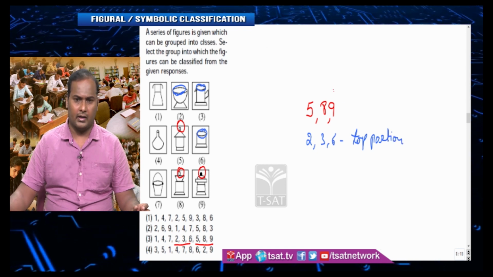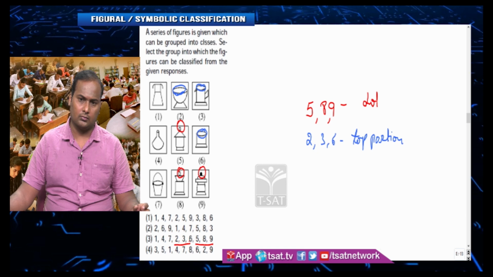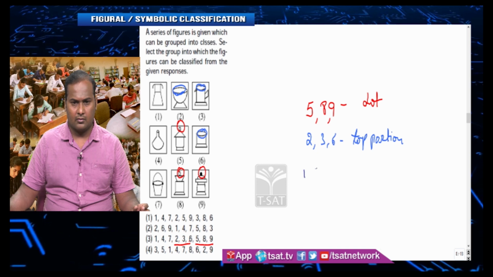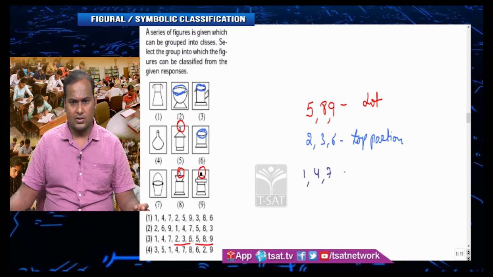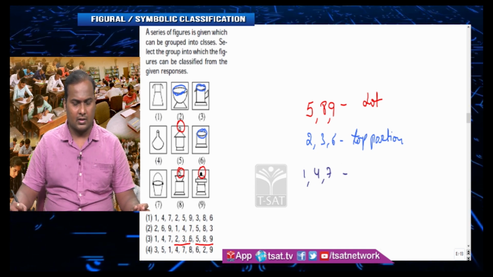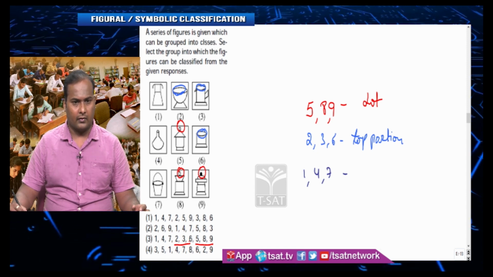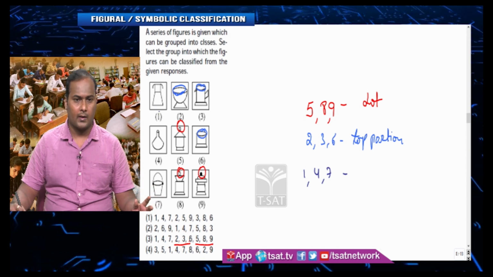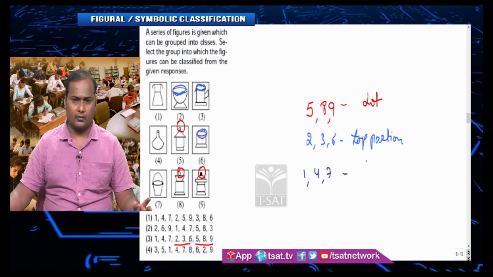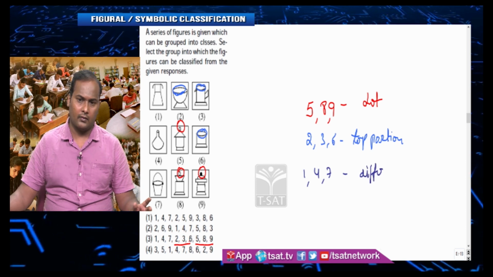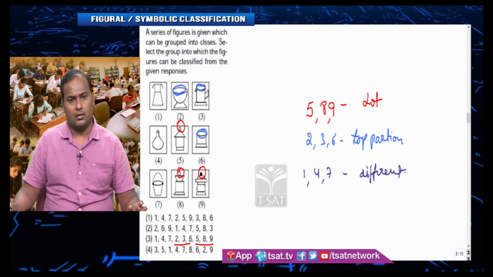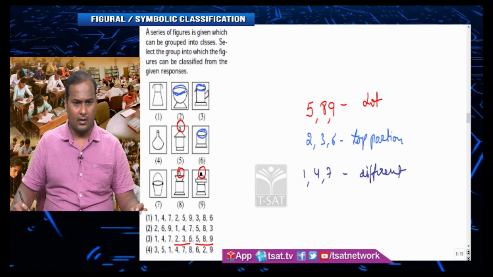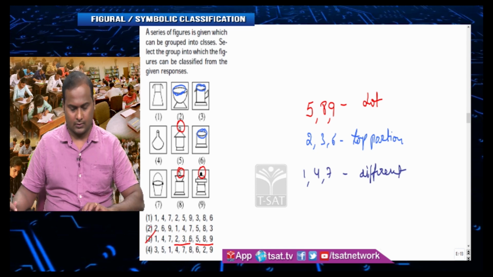In case of 5, 8, 9, the top portion we have a dot. And what is left? The left one is 1, 4, 7. Now what is the common thing in 1, 4, 7? There is no common thing. All three are different. So the common thing is that all three are different. That is 1, 4, 7. So the difference is the common character in this particular case. Then your answer will become option 3.